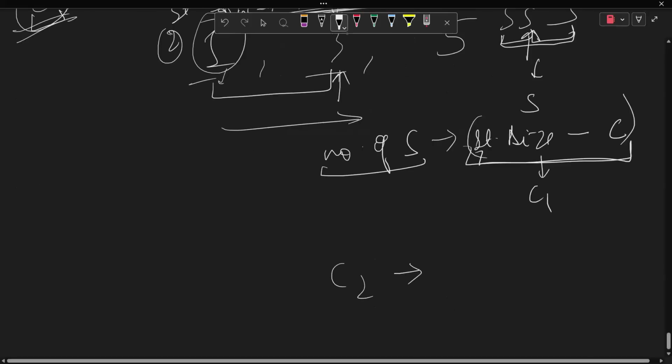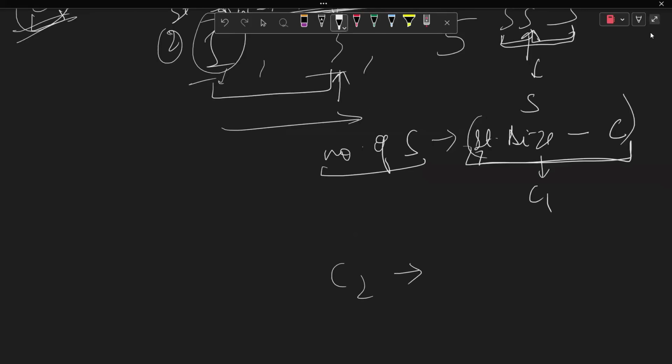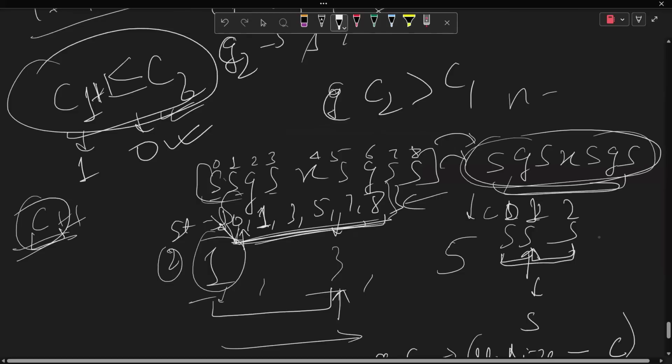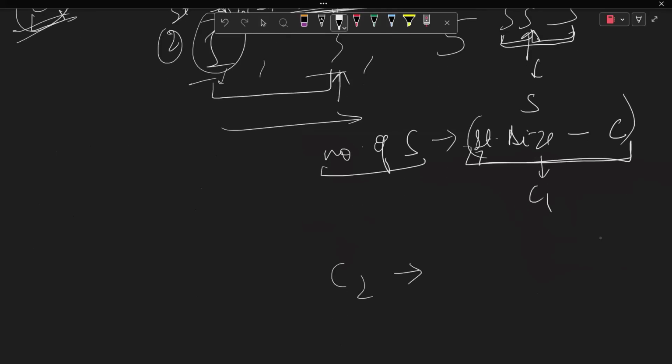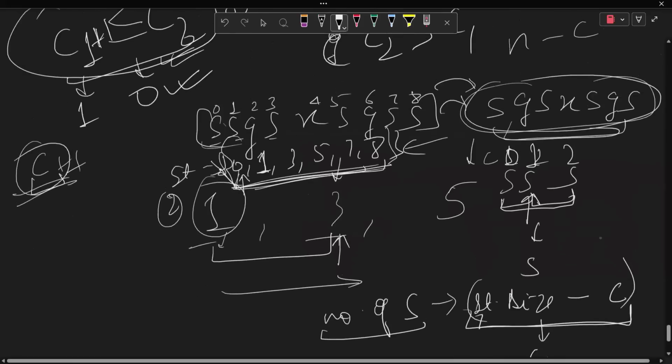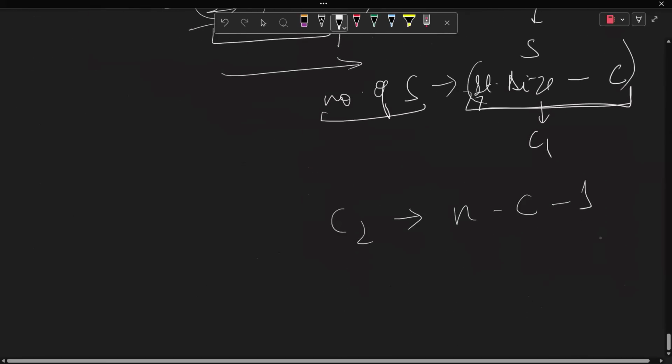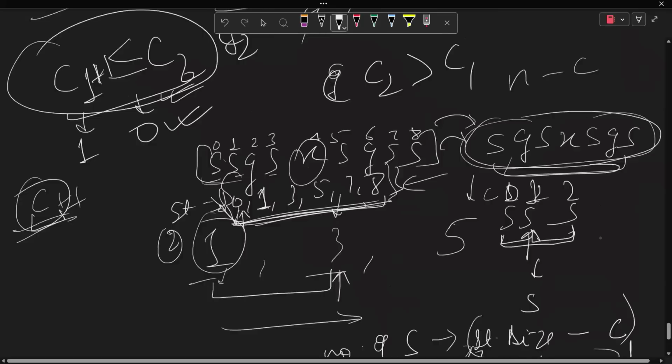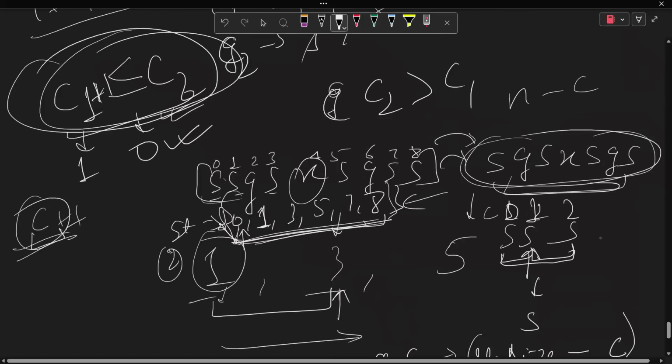Now what would be your C2? What's the reduced size? The reduced size is the original size minus C. So your C2 is just n minus C and minus 1, because you won't count X in your C2. You're only counting greater elements. So this would be the number of greater elements. This is C2, this is C1. Check the condition and output a 1 or 0, yes or no. Okay, I hope the logic is clear.